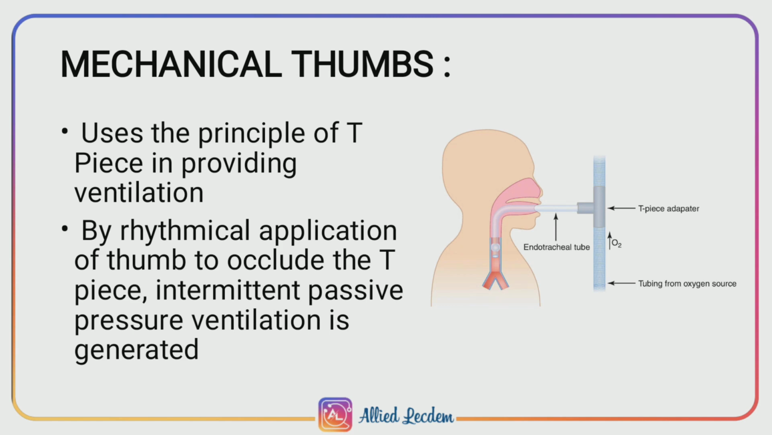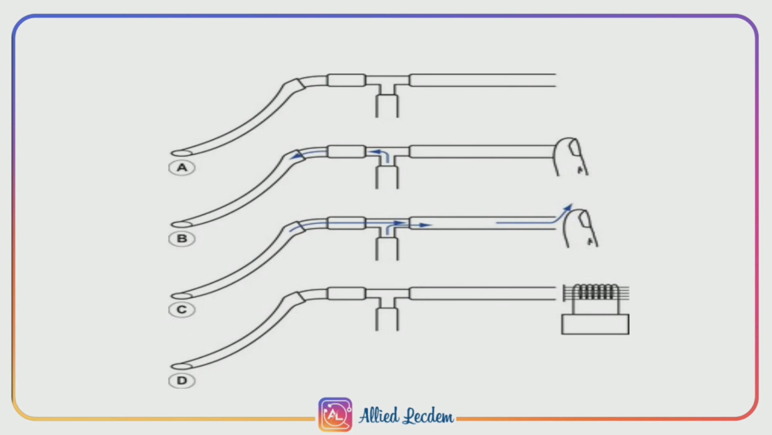Mechanical thumb. By intermittently occluding the end of a T-piece, which is nothing but a tube in the shape of a T, it provides intermittent passive pressure ventilation. Intermittent passive pressure ventilation is a respiratory therapy for people who are hypoventilating. It can be given via a face mask to expand the lungs to ventilate the patient. In this picture, you can see that one end is blocked by a finger.